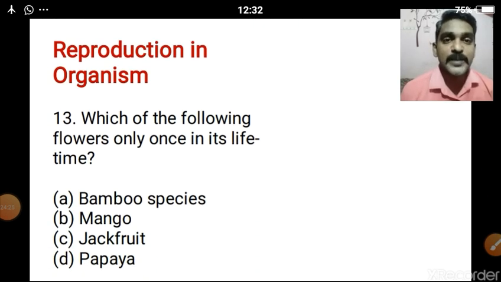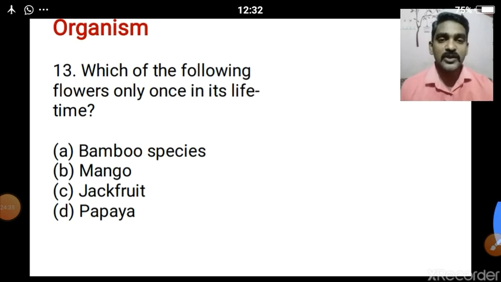Next, reproduction in organisms. Which of the following flower only once in their lifetime? Flowers will be produced only once. As you all know, mango, jackfruit and papaya, you will all be having at home as well as nearby neighbors.